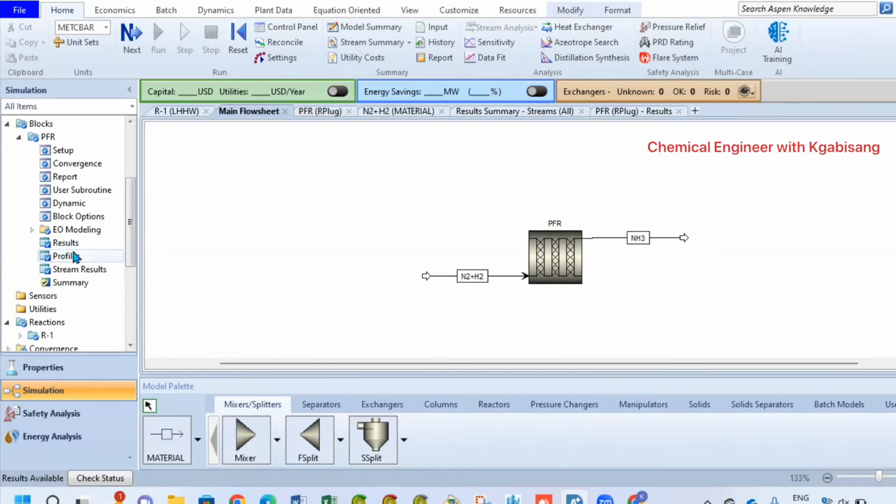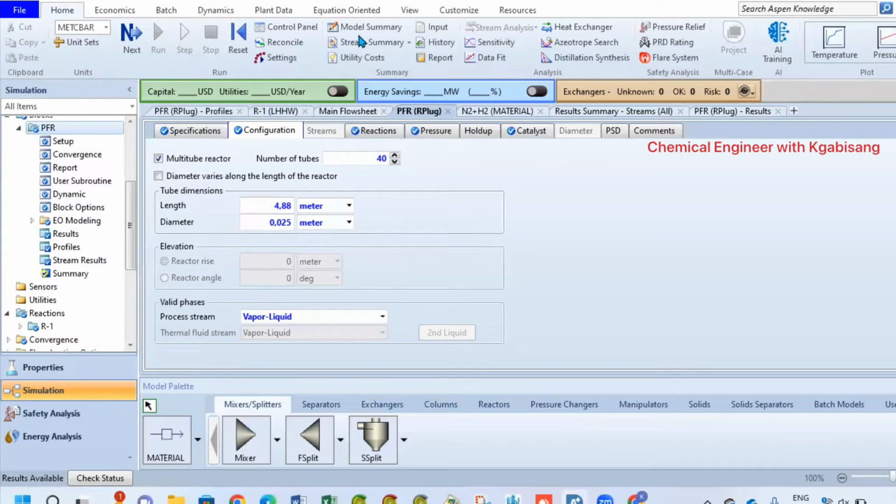So yes, this was just the basic knowledge on how you can use Aspen to design a kinetic reactor. Obviously, you can modify this, but I was just giving you guys the basics.